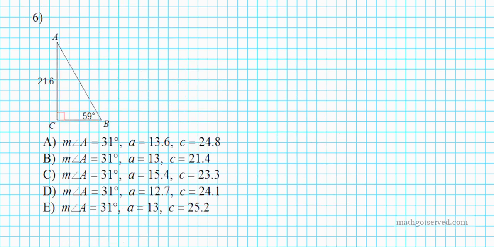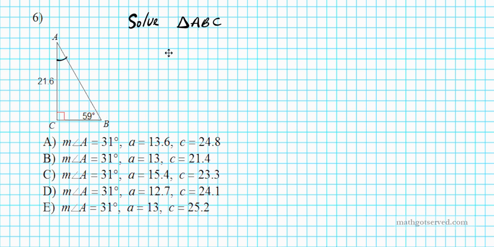Okay, so for question 6, we are to solve triangle ABC again. In this case, we're given an angle and a side. What's the easiest way to find the angle or the quickest measure to determine? The quickest measure to determine is angle A.